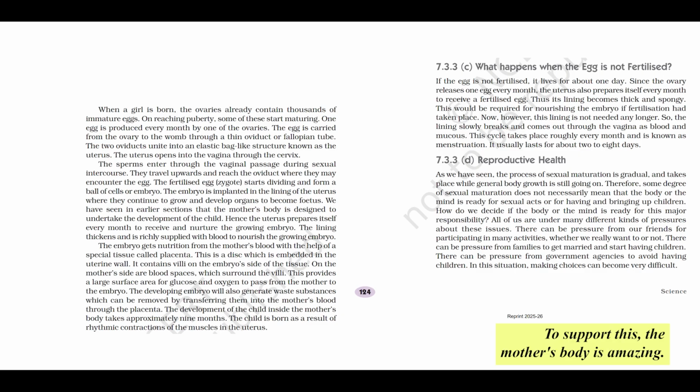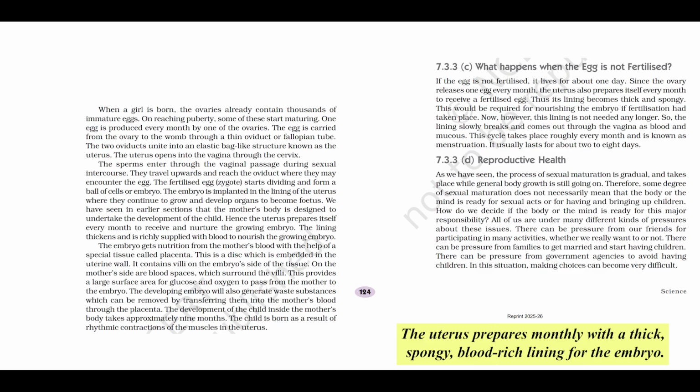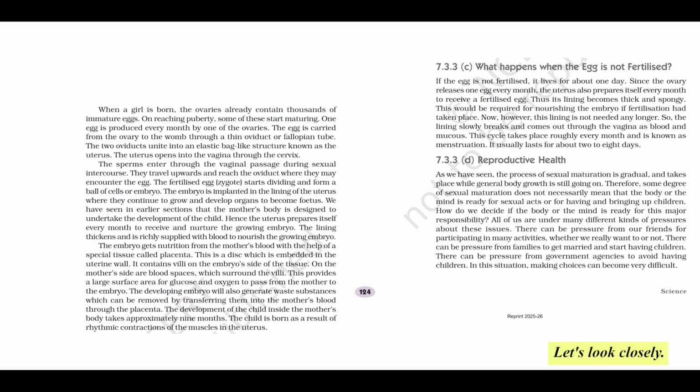Correct. To support this, the mother's body is amazing. The uterus prepares monthly with a thick, spongy, blood-rich lining for the embryo. A crucial structure for nourishment is the placenta, a special disc-shaped tissue from both embryo and uterine wall embedded in the wall. Let's look closely.